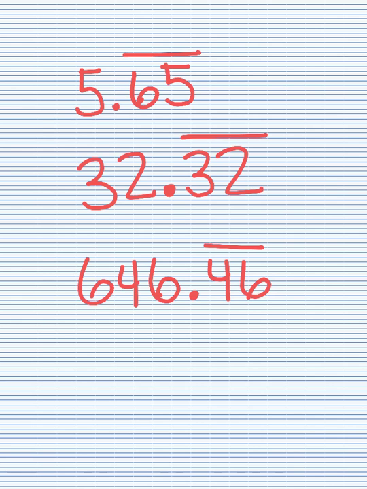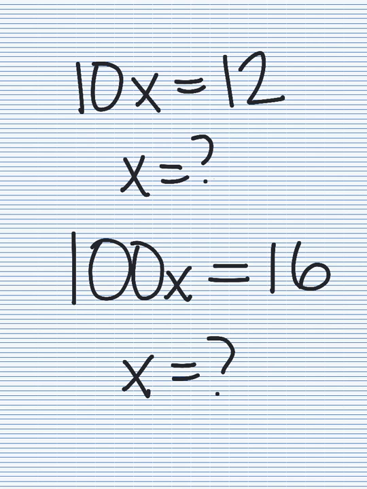Here are the answers you should have gotten from the previous problems. If you notice in the first one, I have 5 and 65 hundredths repeating. On the first page, it was 5, 6, and the bar was over that. And now the bar is over the 6, 5. But again, it doesn't matter because it's going to be repeating between those two numbers. The second one, you have 32 and 32 hundredths repeating. And then the third one you should have gotten 646 and 46 hundredths repeating. You do not lose the bar on top of the repeating numbers. That stays there.